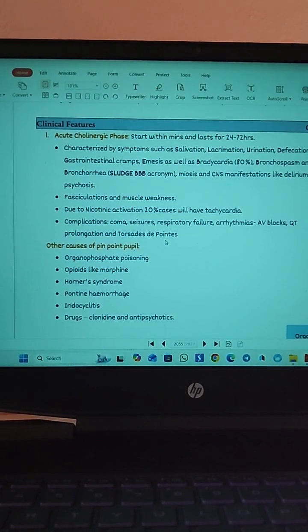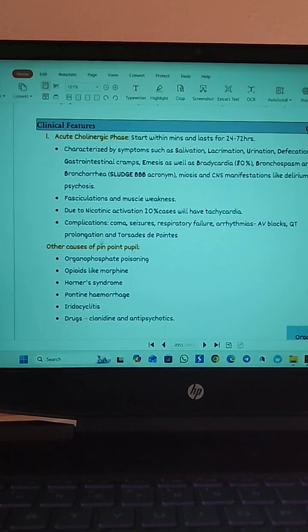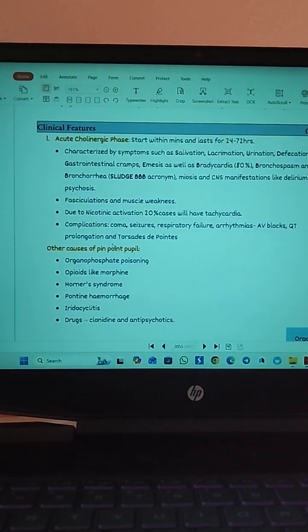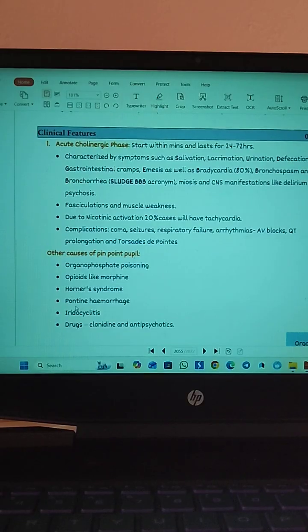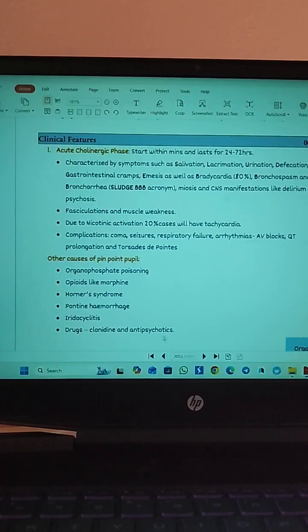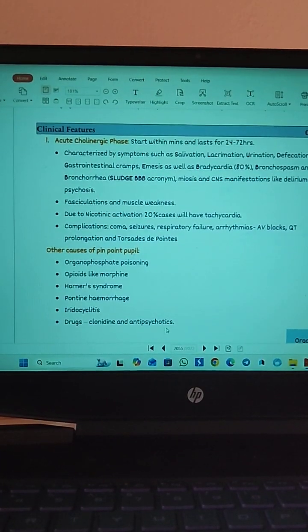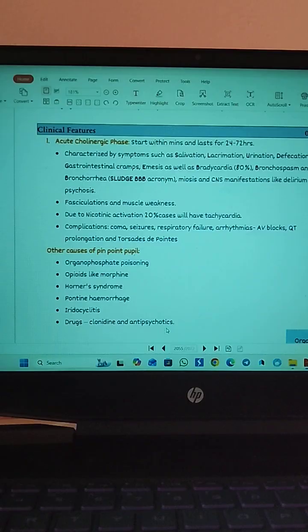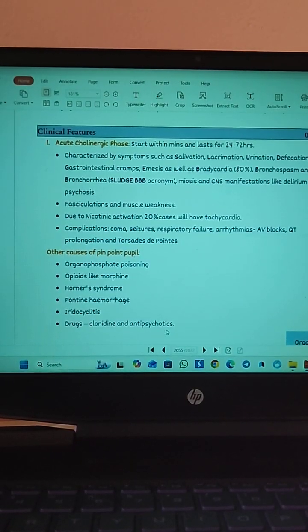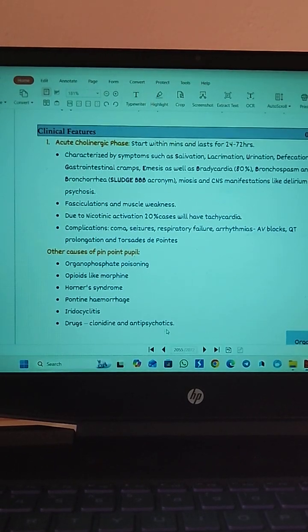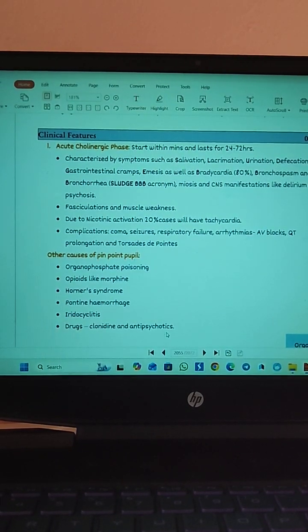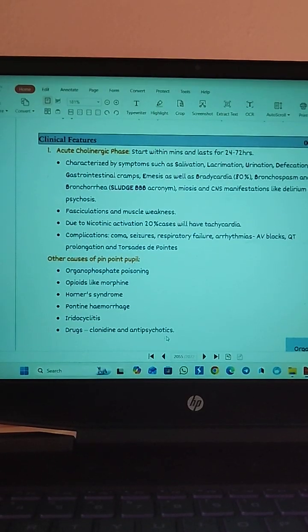Mainly in organophosphate poisoning there will be pinpoint pupil, but pinpoint pupil is not only seen in organophosphate poisoning. It is also seen with opioids like morphine, Horner syndrome, pontine hemorrhage, iridocyclitis, and when drugs like clonidine and antipsychotics are taken. So pinpoint pupil has many differential diagnoses, but it is seen in organophosphate poisoning too. Other than the SLUDGE BBB, that is salivation, lacrimation, urination, defecation, gastrointestinal cramps and emesis, plus bradycardia, bronchospasm and bronchorrhea.